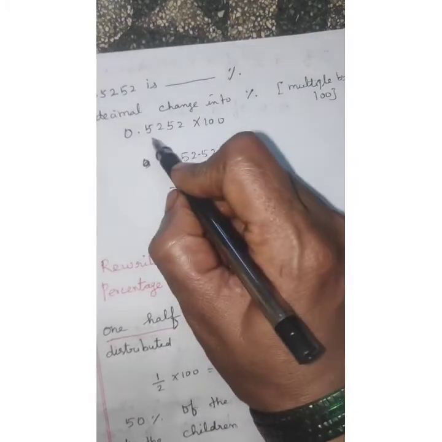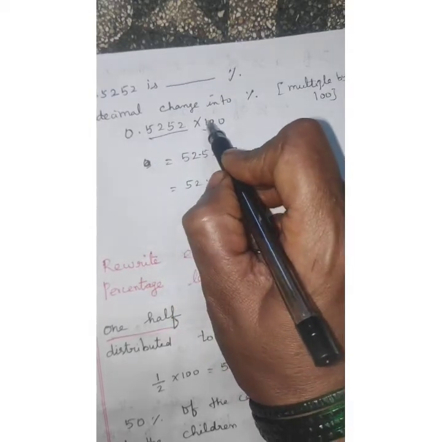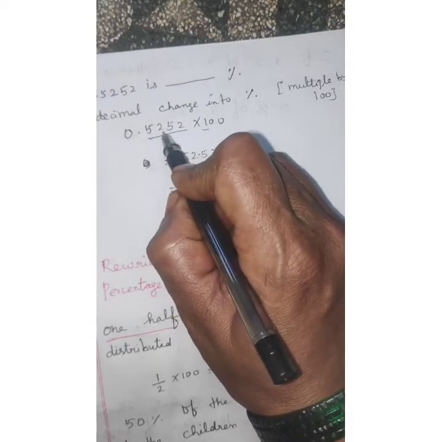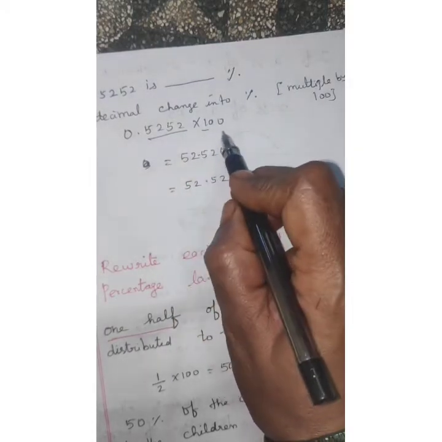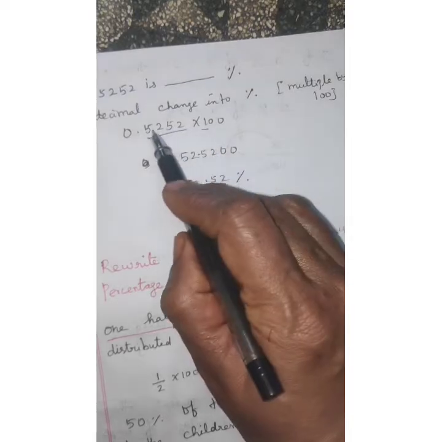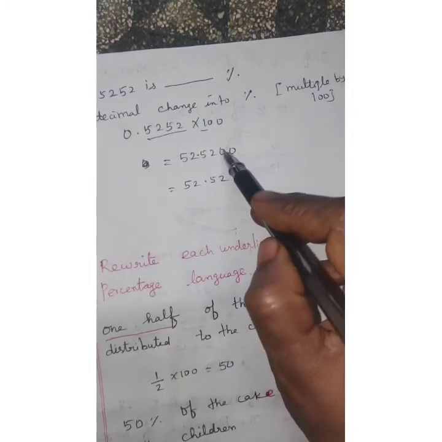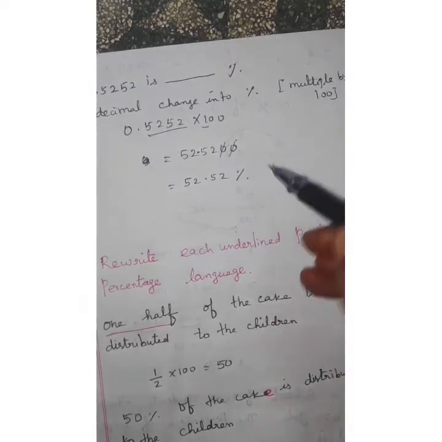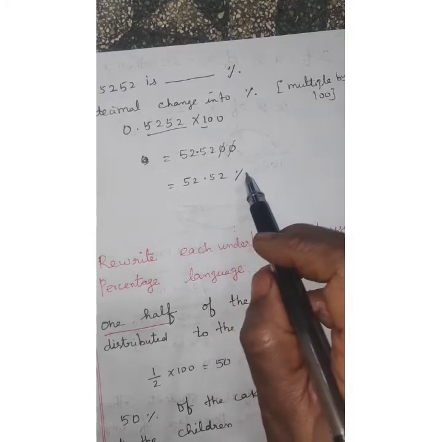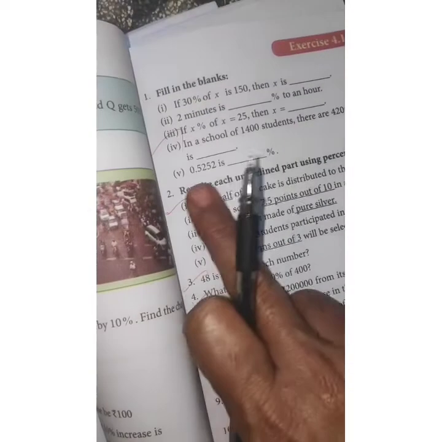First, the full number is 5252. Multiply 5252 by 1 which equals 5252, and you write the extra 0 there. Next, count the decimal places 1 2 3 4, and keep the point after that. The extra 0 is not needed, strike it out. The answer is 52.52%.